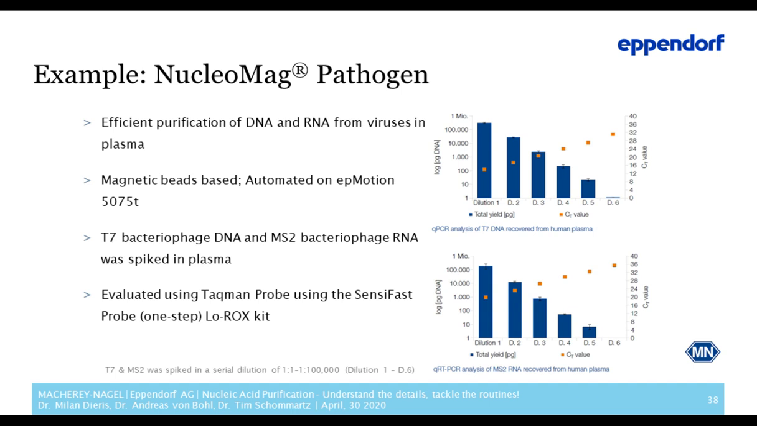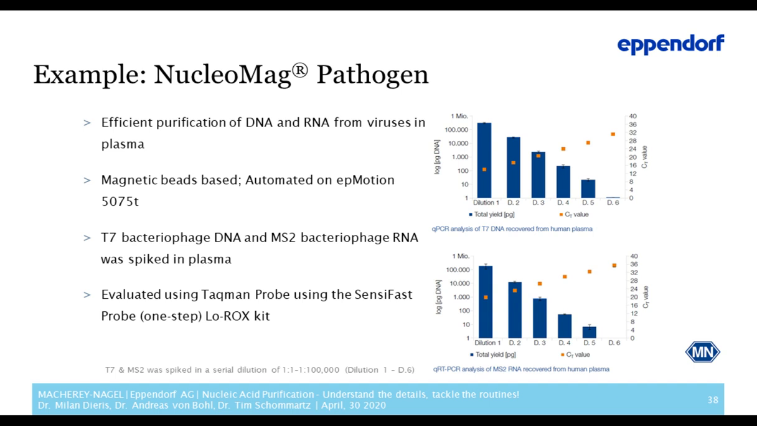So how does such a protocol perform? And here are some performance data, both for this particular kit, for DNA on top and RNA on the bottom. What has been done there is that we were using the NucleoMag pathogen kit on an epMotion 5075 with samples that have been spiked either with bacteriophage DNA or bacteriophage RNA. And then we evaluated the outcome of this purification by a real-time PCR. So it was a reverse transcriptase real-time PCR for the RNA.